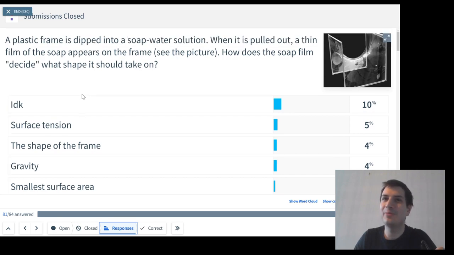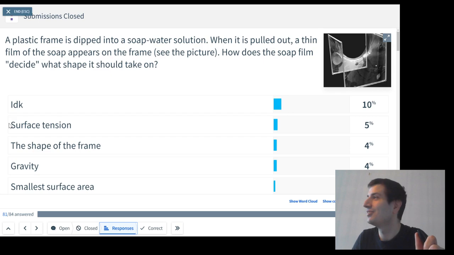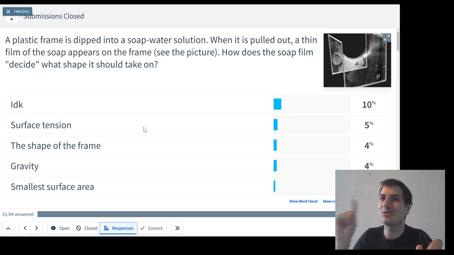I don't know. A lot of people don't know. It's okay if you don't know. Just take a guess. Next option. Surface tension. The shape of the frame. These are great. Gravity. Oh, gravity. That's a good one too.